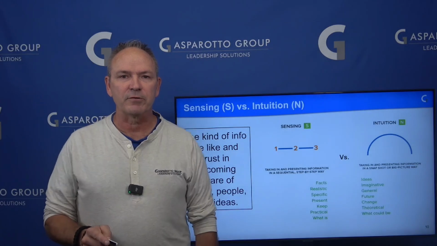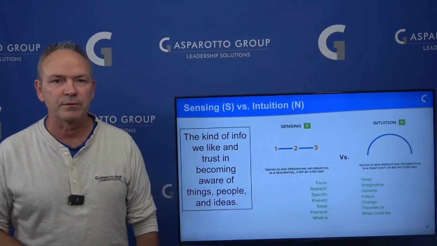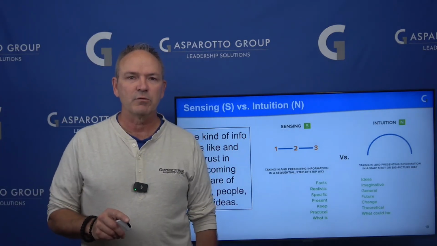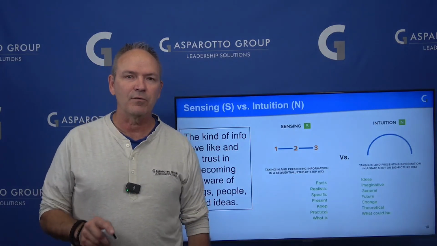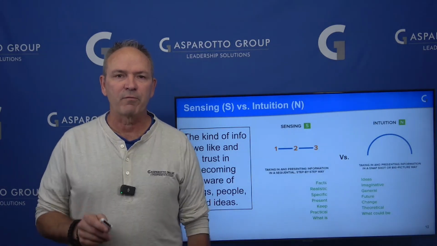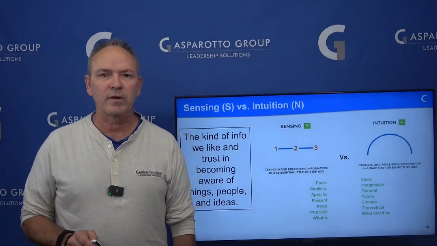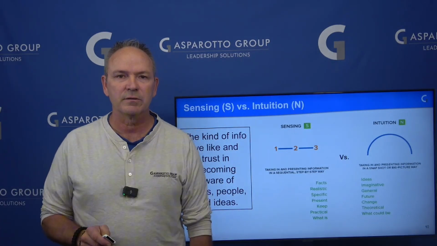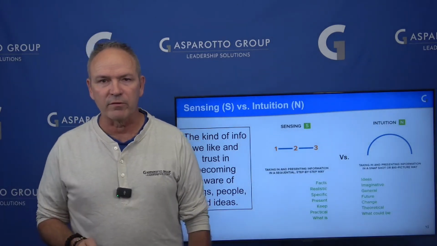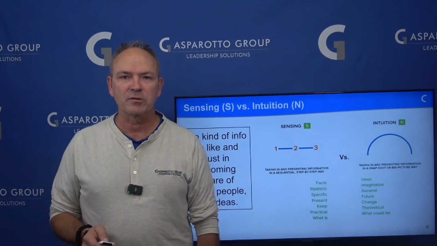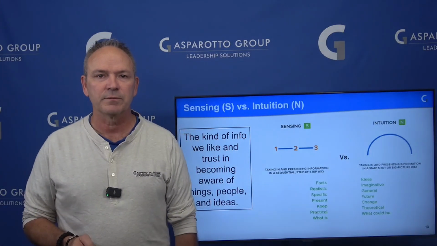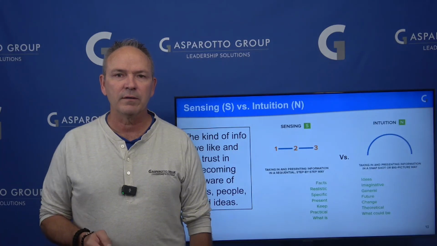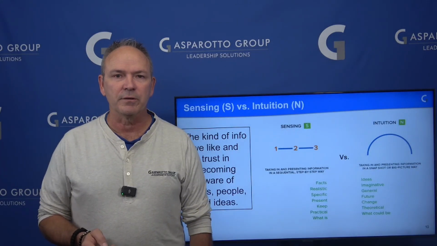These perceiving preferences deal with how people gather information. Sensing individuals focus on concrete facts, details, and practical applications. They prefer tangible information and trust what they can perceive through their five senses. On the other hand, intuitive individuals are drawn to patterns, possibilities, and abstract concepts. They trust their gut and focus on the big picture.